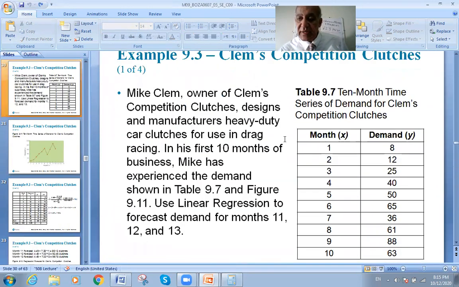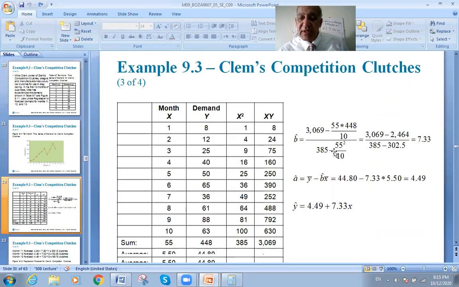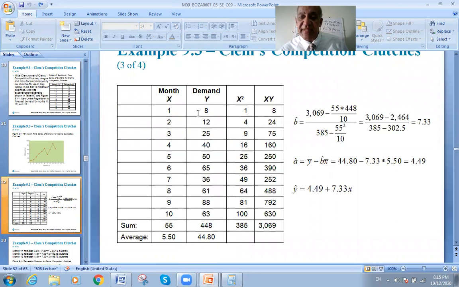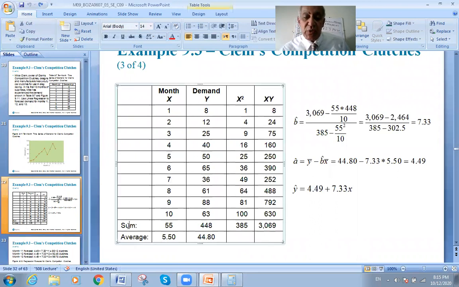So here they are, months and demand in the example. You will take them, copy and paste. This is the months and this is the demand, and write their numbers. The only thing you will do is add them, the sum. So 55: 1 and 2, 3, 3 and 3, 6, and 4, 10, and 5, 15, 6, 21, 28, 36, and 9, 45, and 10 will give me this number, 55.